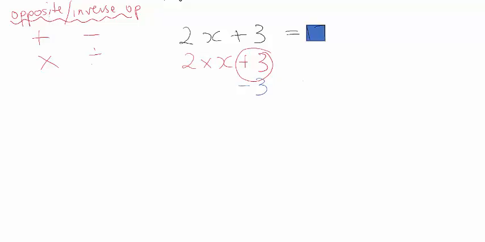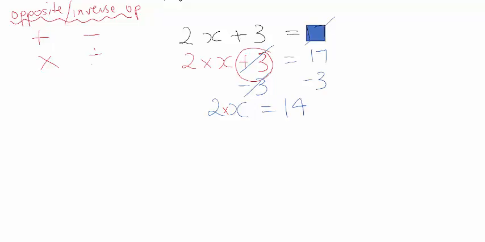Whatever I do to one side, I must do to the other. So in this case, it equals 17. See, I didn't even care what the 17 was, did I? So on this side, you'll see that I've lined them up as well. That cancels out, and I'm left with 2x on that side. 17 take 3 is 14.